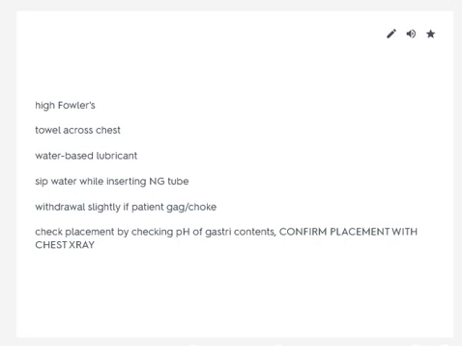High Fowler's, towel across chest, water-based lubricant, sip water while inserting the NG tube, withdraw slightly if the patient gags or chokes. Check placement by checking pH of gastric contents, and confirm placement with chest X-ray.